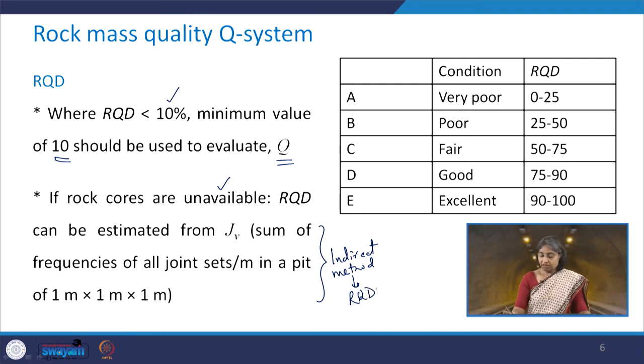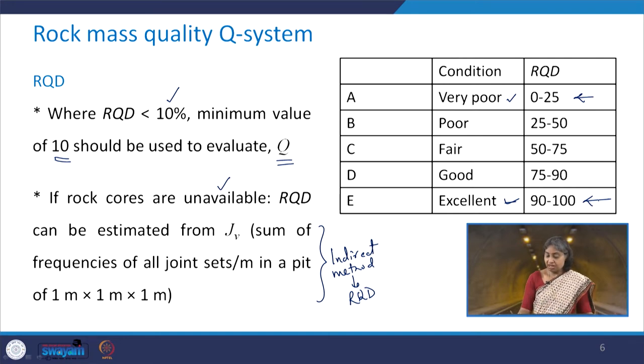So, based upon the value of RQD, you have the various conditions which are defined. Very poor will have RQD as 0 to 25 and excellent will have the RQD between 90 to 100. As I mentioned in the previous slide, these values are assigned in such a manner that higher values of the parameters in the numerator give the indication of the better quality of the rock mass.